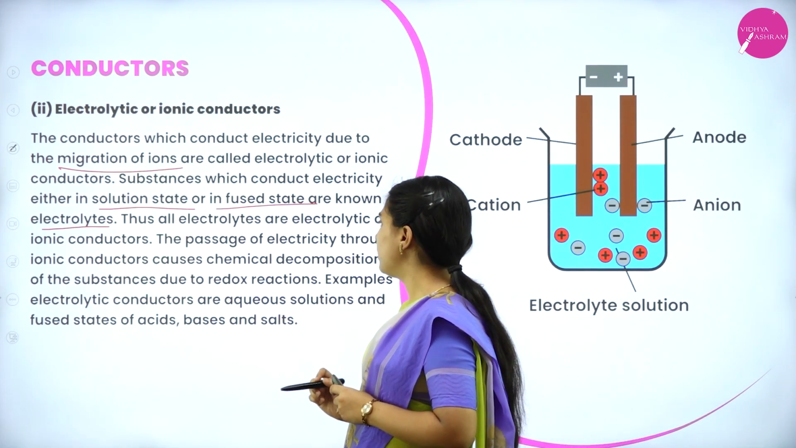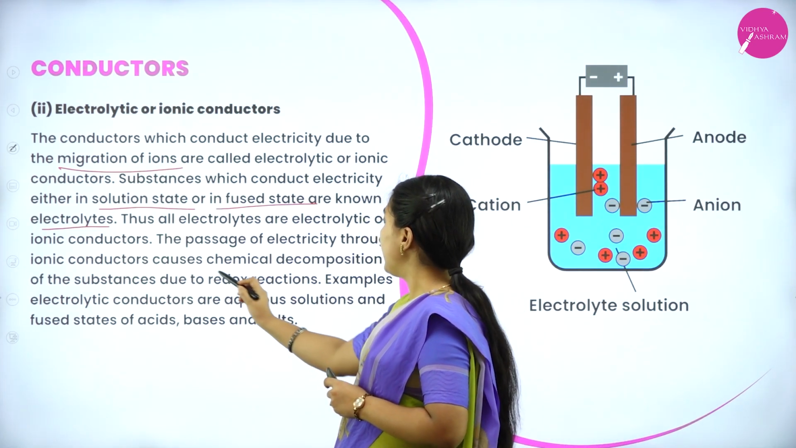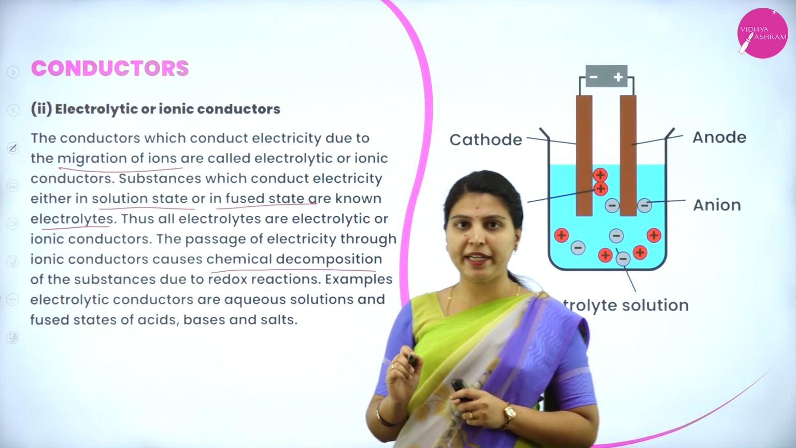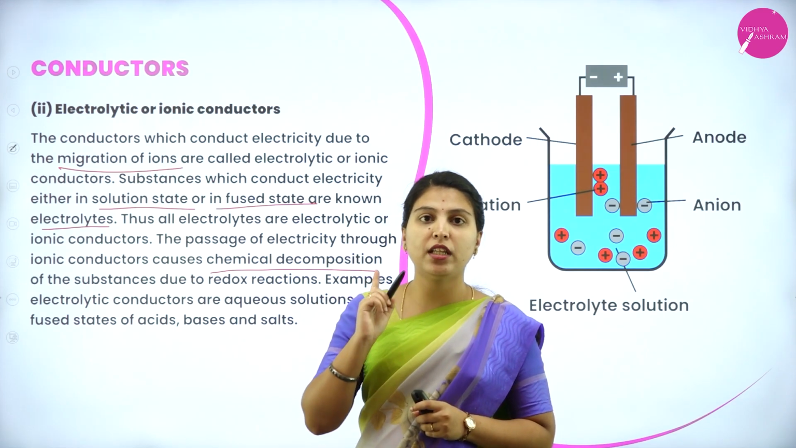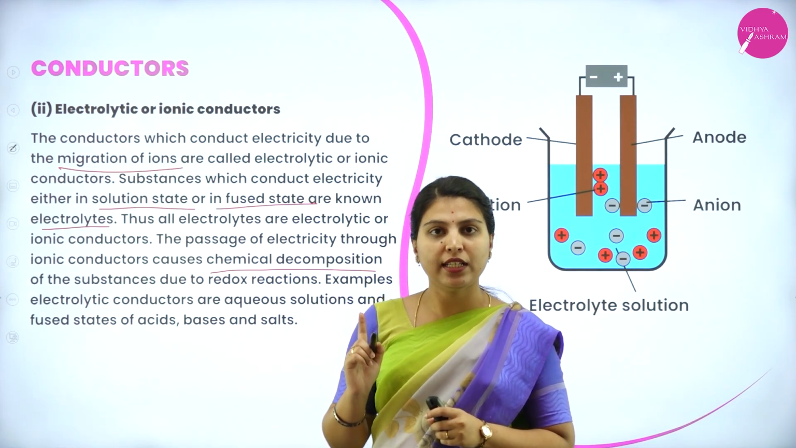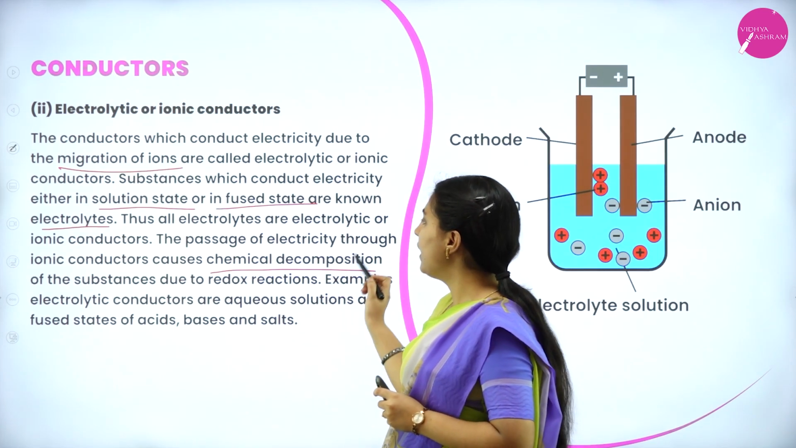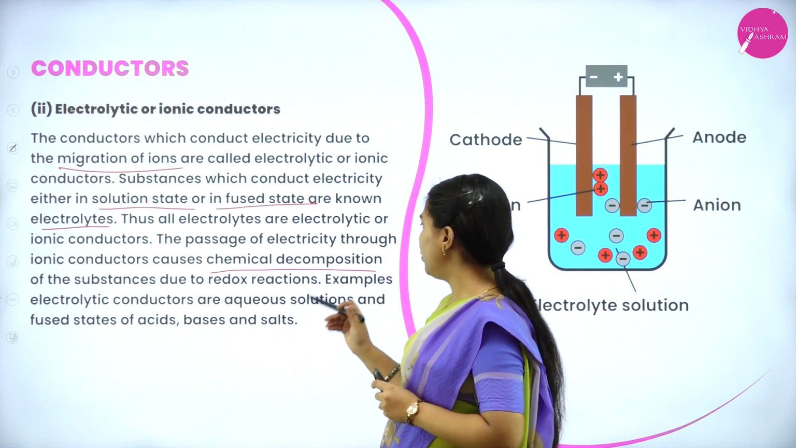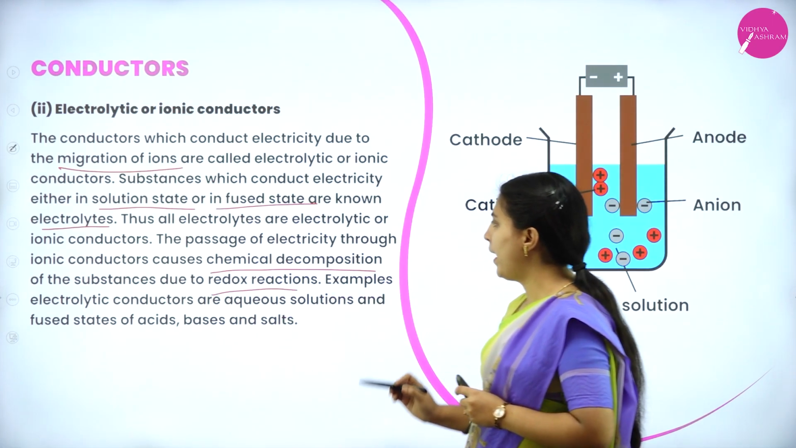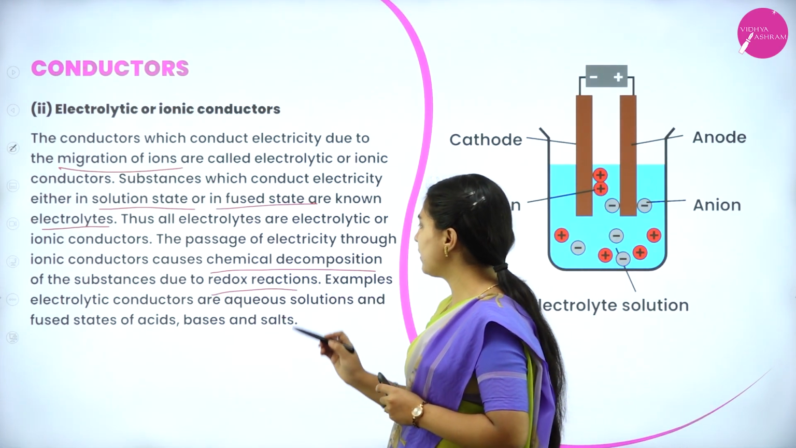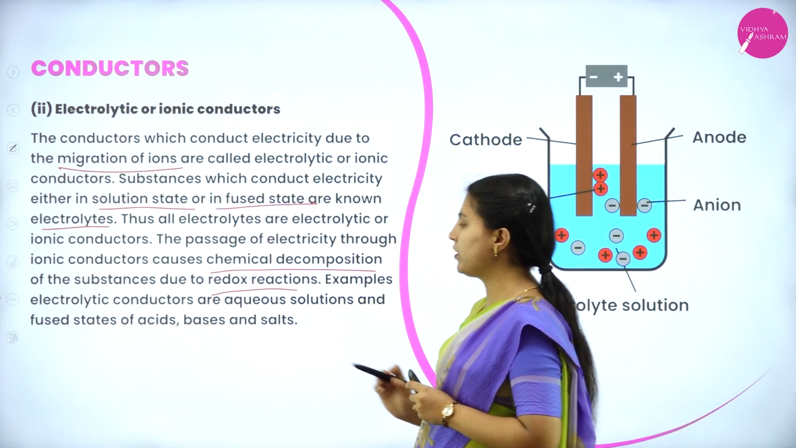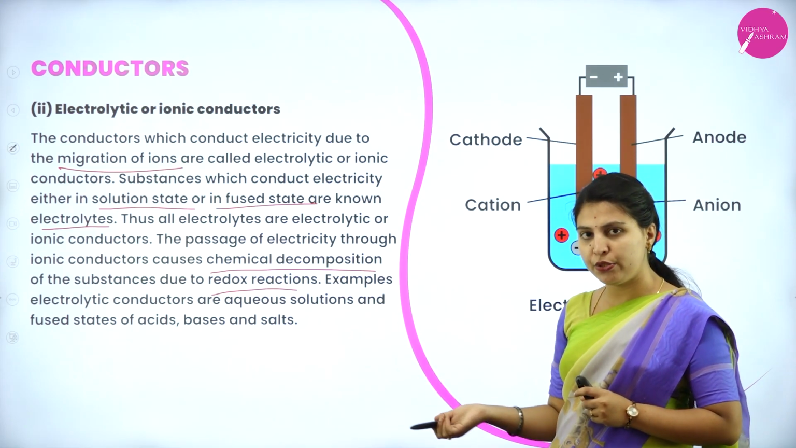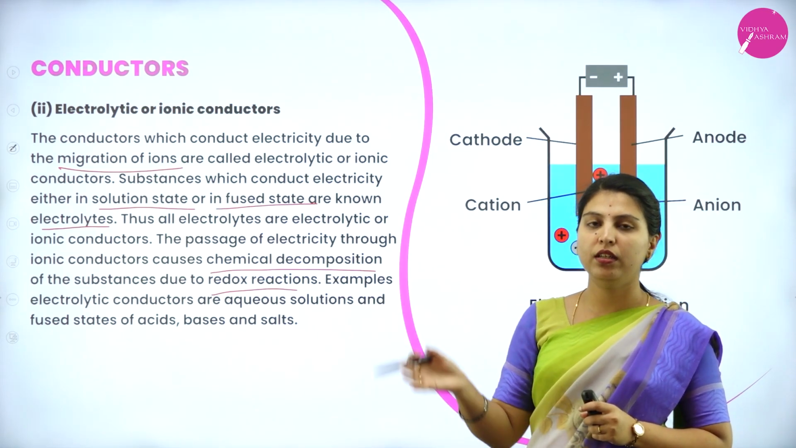The passage of electricity through ionic conductors causes chemical decomposition of the substances. In electronic or metallic conductors, you can expect only physical changes in the substance, but here you can observe chemical decomposition due to the redox reaction. Examples of electrolytic conductors are aqueous solutions and fused states of acids, bases and salts.